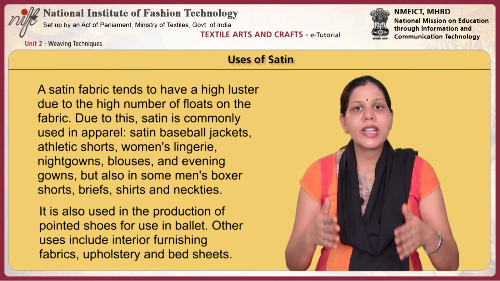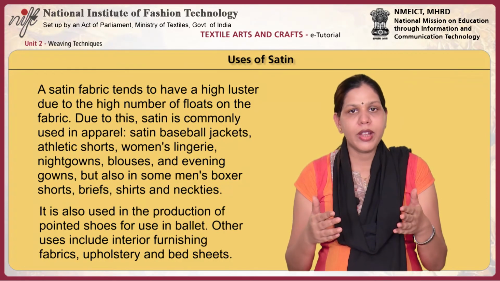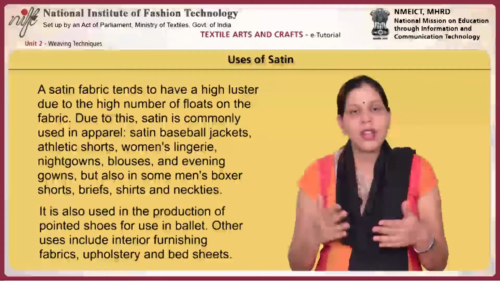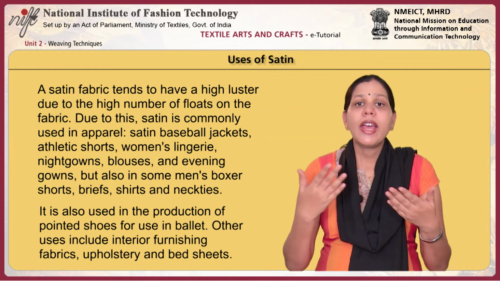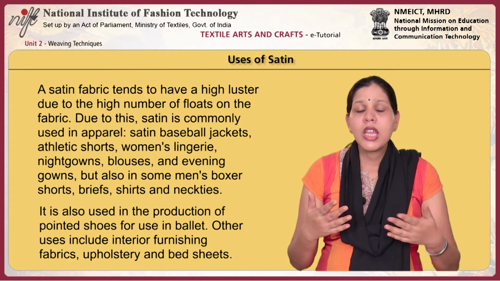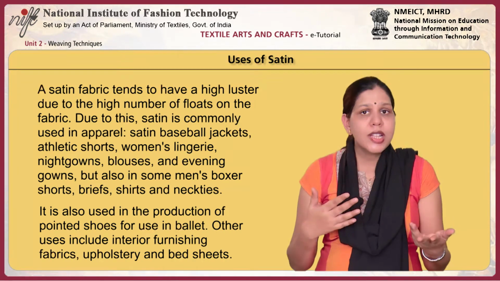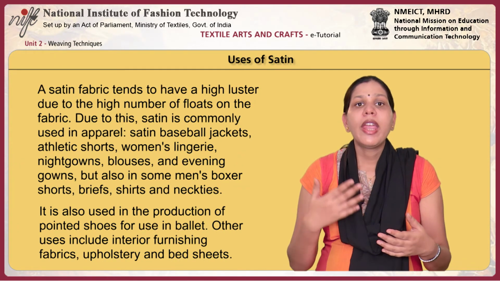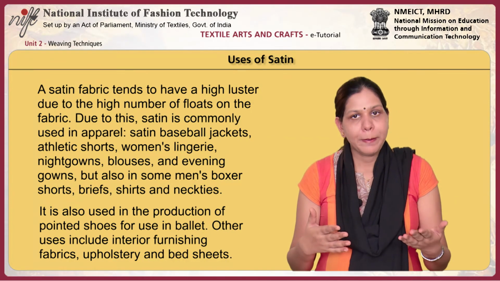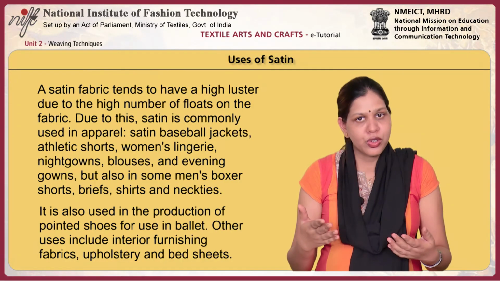A satin fabric tends to have a high luster due to the high number of floats on the fabric. Due to this, satin is commonly used in apparel. Satin baseball jackets, athletic shorts, women's lingerie, nightgowns, blouses, evening gowns, also in men's boxers, shorts, briefs, shirts and neckties. It is also used in the production of pointed shoes for use in ballet. Other uses include interior furnishing fabrics, upholstery and bed sheets.